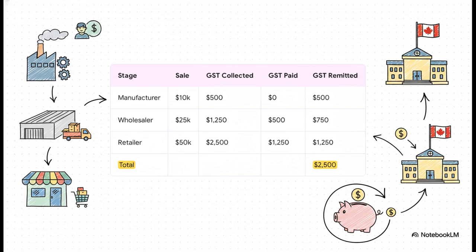The retailer does the exact same thing. And what's the end result? The total tax sent to the government is $2,500, which is exactly 5% of the final sale price. The system basically polices itself because every business in the chain is motivated to claim their credit.